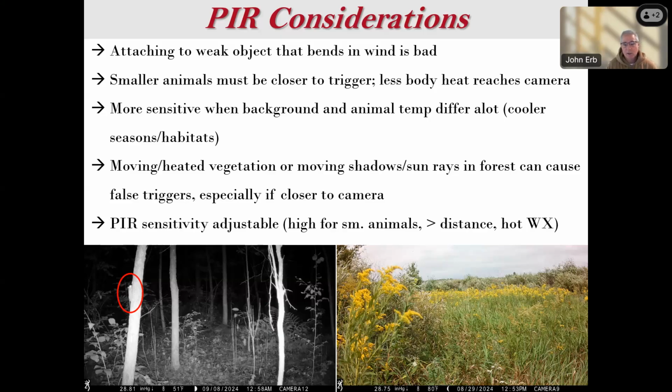Moving, as I mentioned in that earlier video, moving heated vegetation can cause false triggers. So can just the sun rays coming through a forest when there's no canopy, maybe before leaf out. These sun rays and shadows moving across the forest can create false triggers. So these are things you need to just be aware of and think about. False triggers don't necessarily cause a big problem. You'll still get pictures of the animals, but it can lead to a lot of noise. You've got to sort through a lot of extra pictures. And most cameras do allow you to adjust the sensitivity. So if you're looking to detect small animals or animals at greater distance or in hot weather, you might want to have the camera set for higher sensitivity.